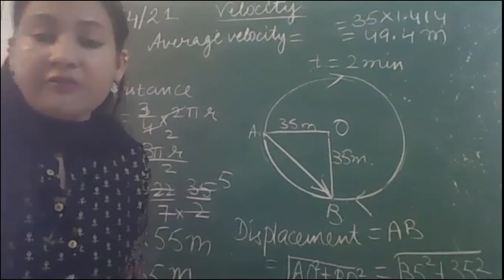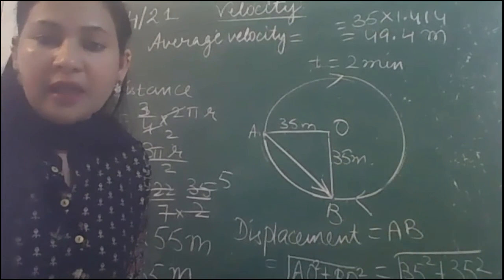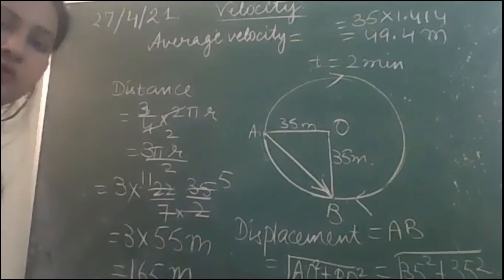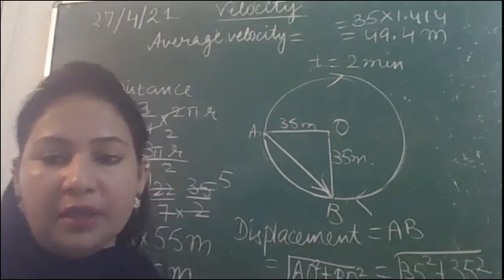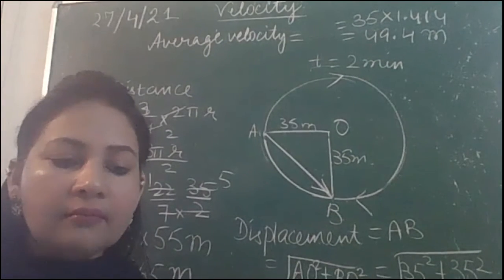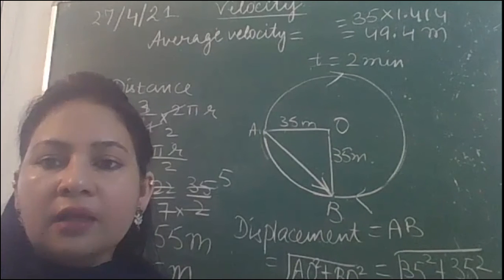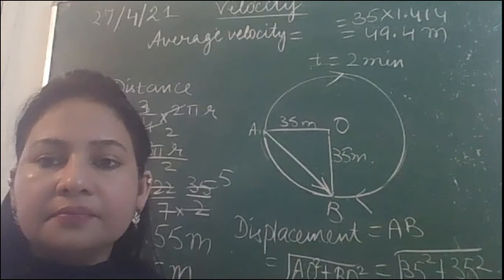Second question was define non-uniform speed and average speed. Yes, who will define? Raise hand. What do you mean by non-uniform speed? Yes, Navedita.